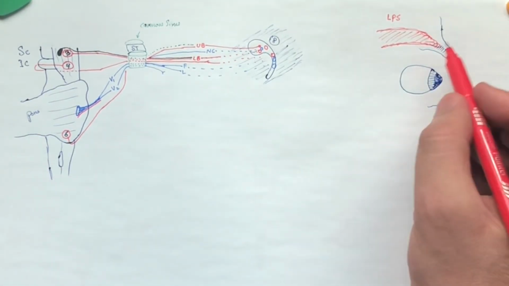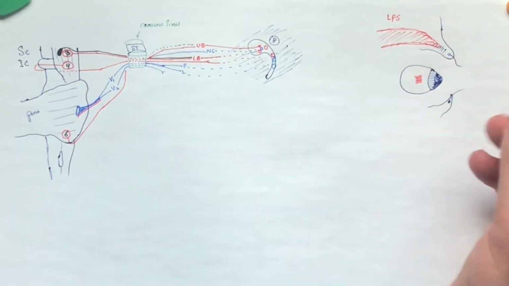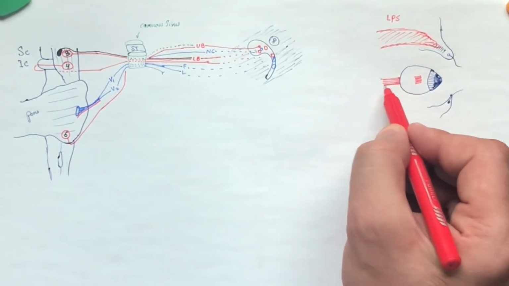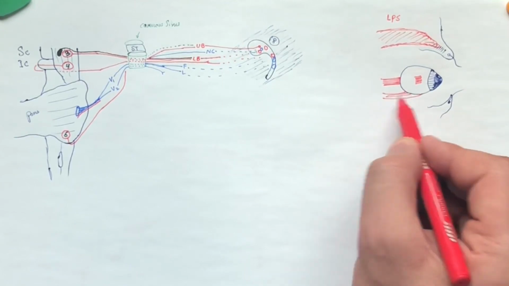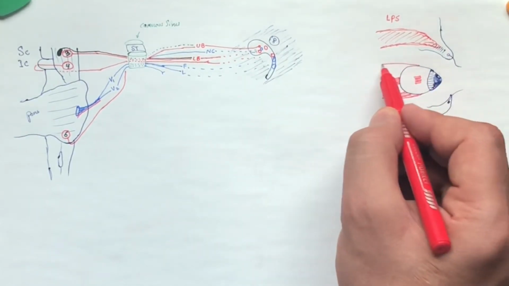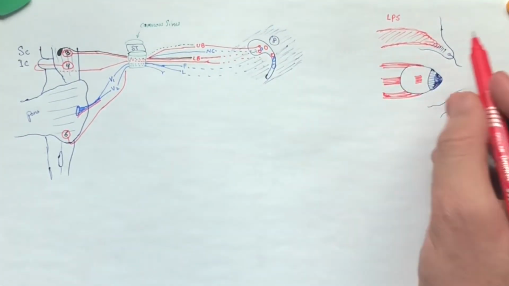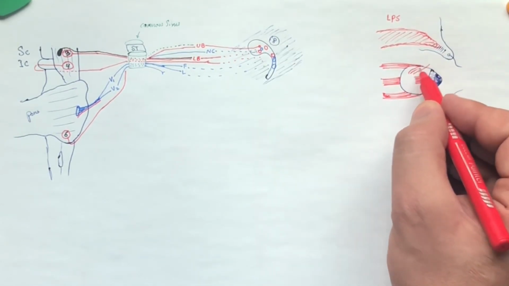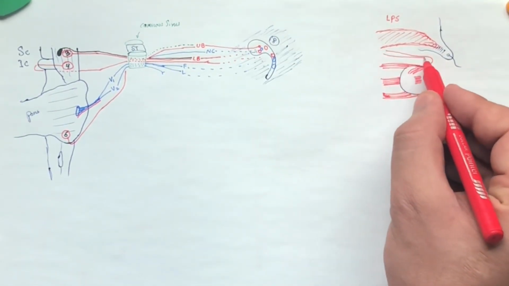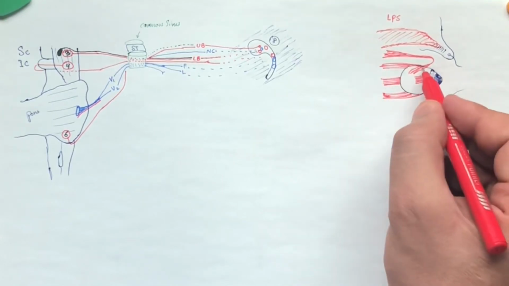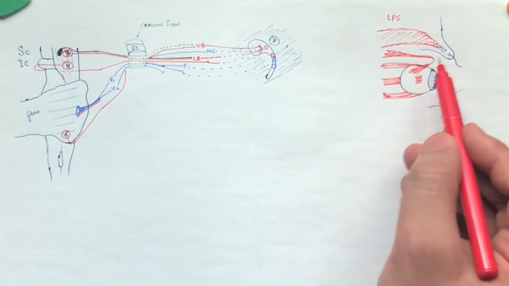Like here is the medial rectus muscle, this one. And then that one is the lateral, this one is the medial. And now it's the inferior rectus muscle. And this one is the superior rectus muscle. So here is the superior oblique muscle. And then the inferior oblique muscle.